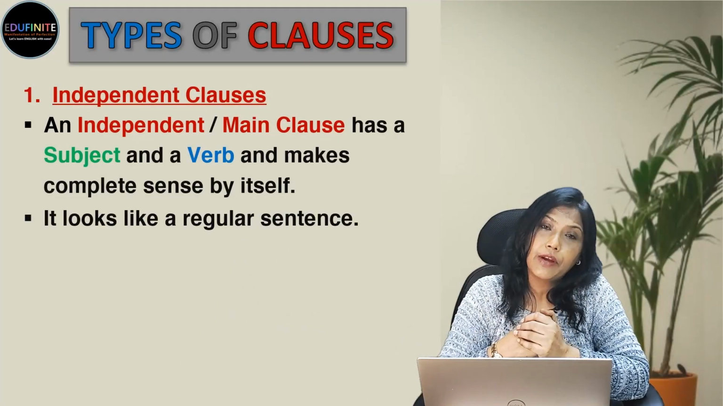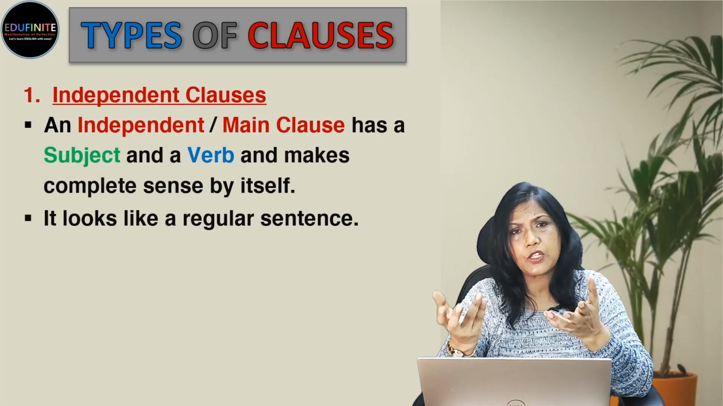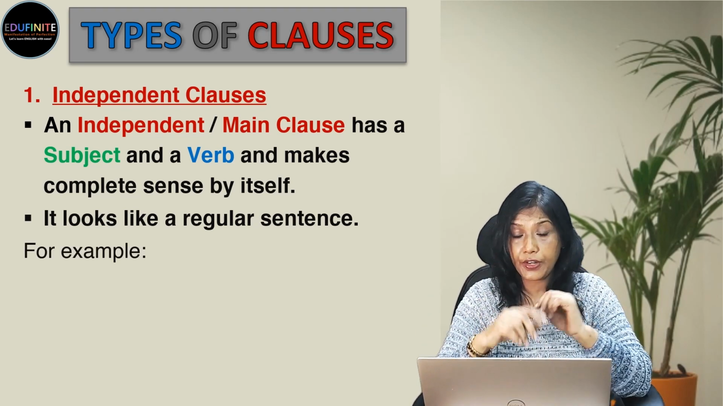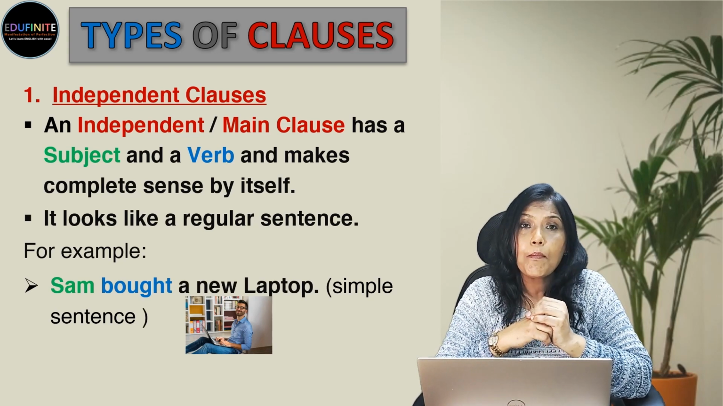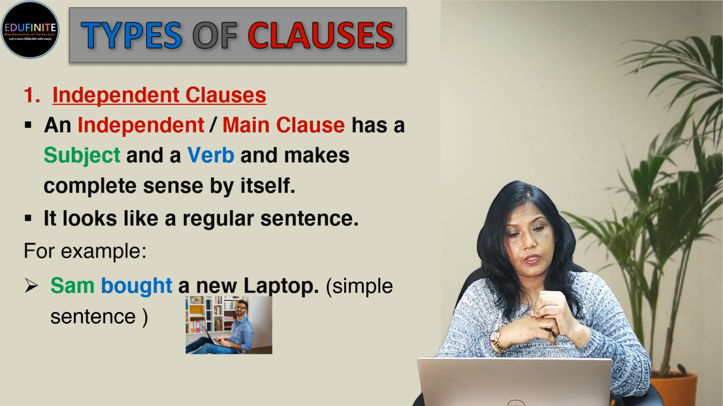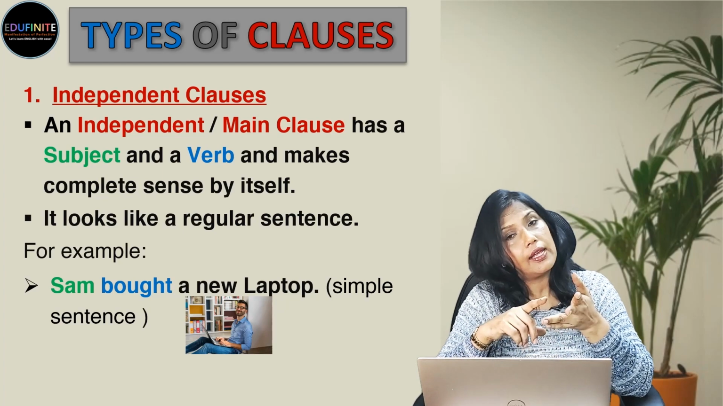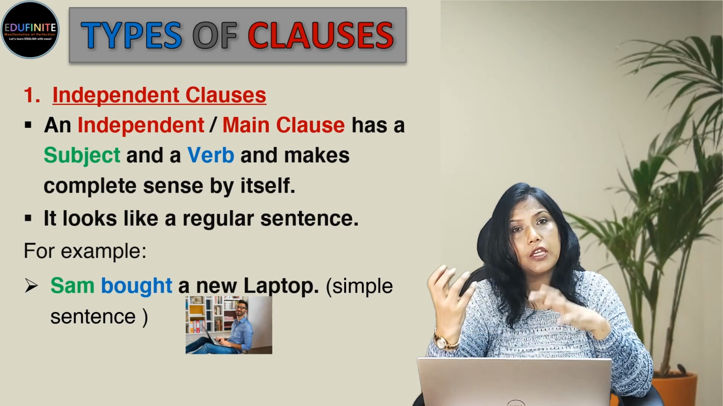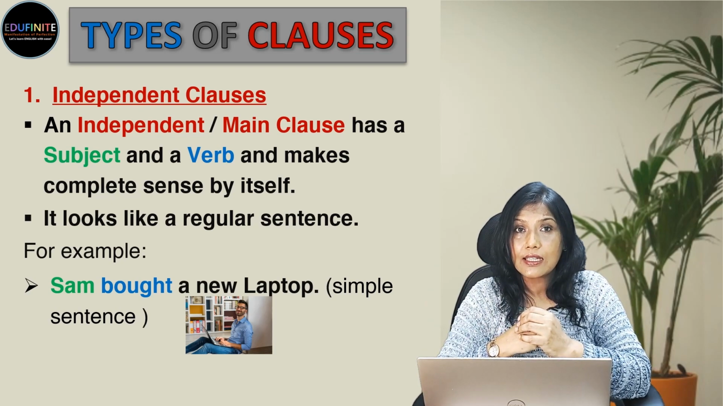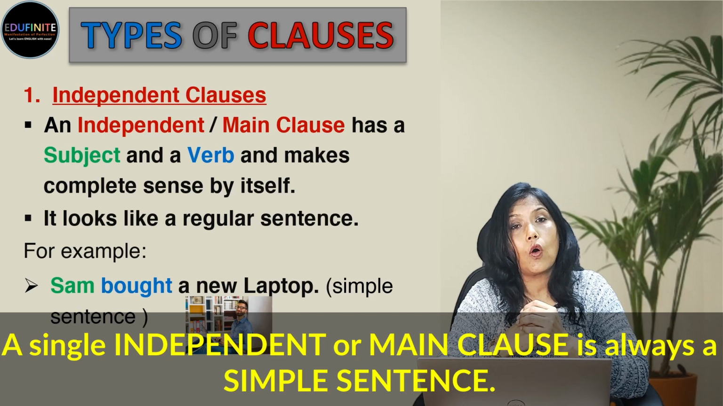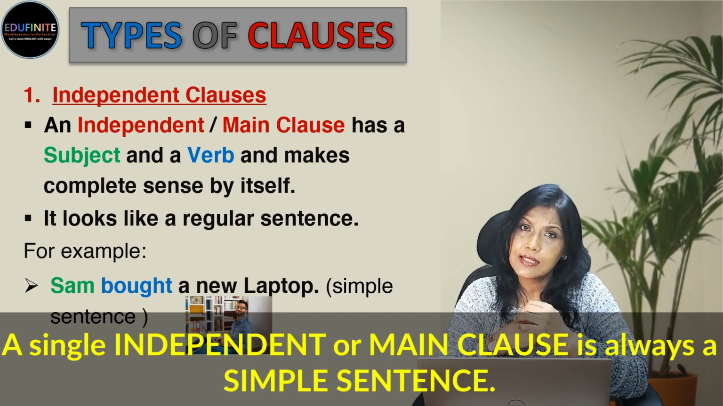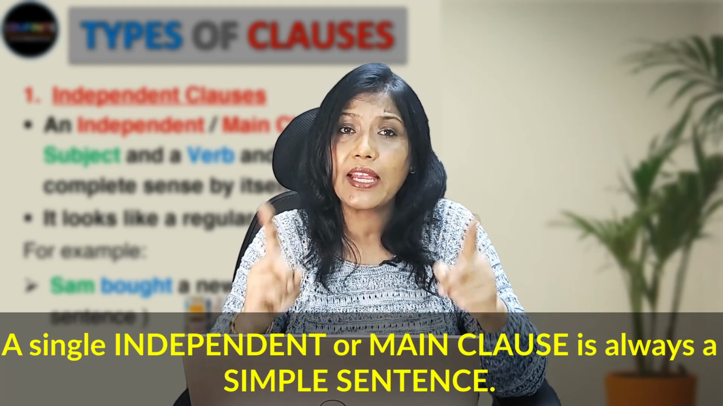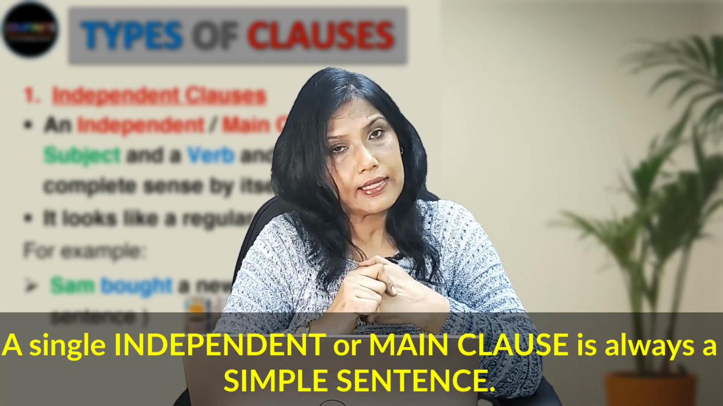So, it looks like a regular sentence. Naturally, it will be a simple sentence. For example, Sam bought a new laptop. So, here, Sam is the subject. Bought is the verb. So, Sam bought a new laptop is the main clause or independent clause. Now, this is a simple sentence. So, a single independent clause or a single main clause is always a simple sentence.